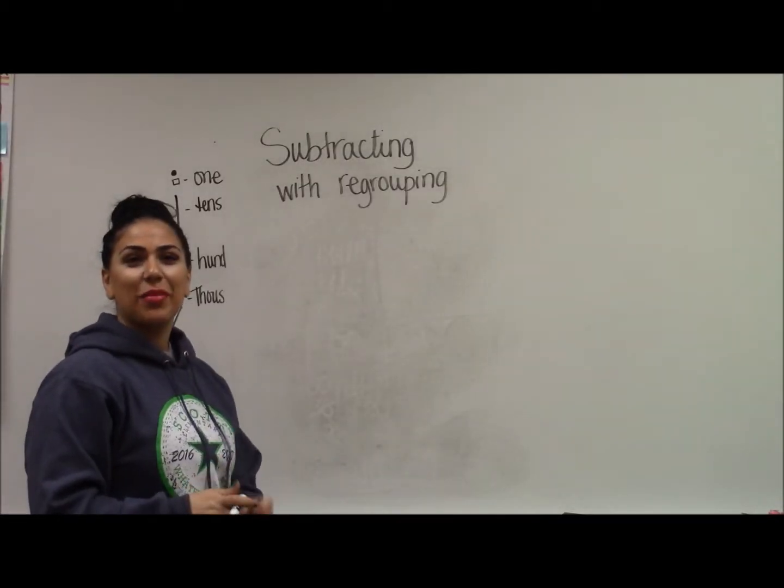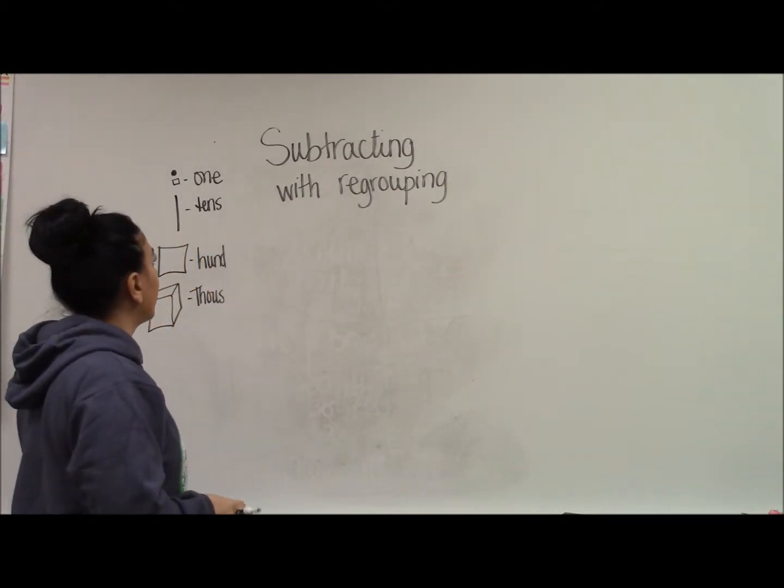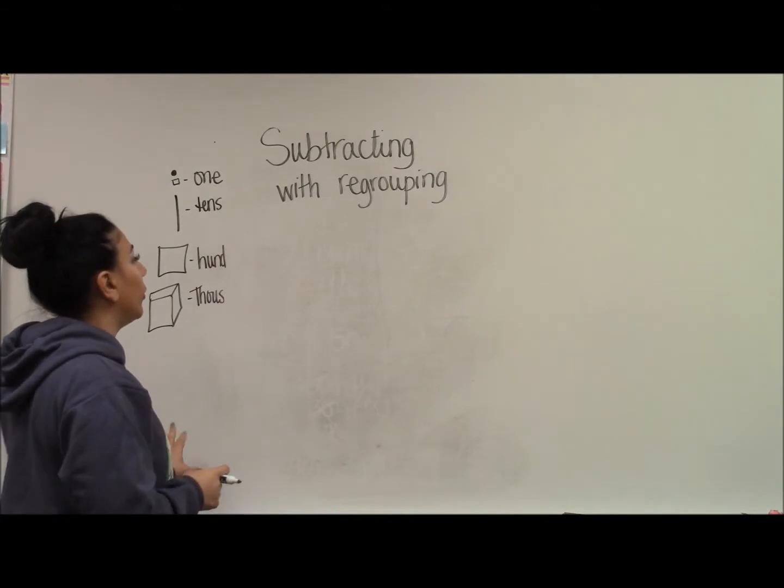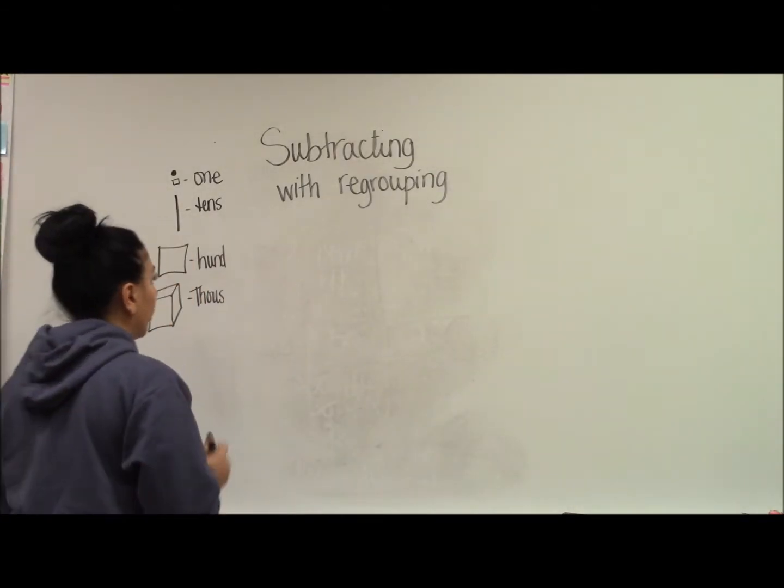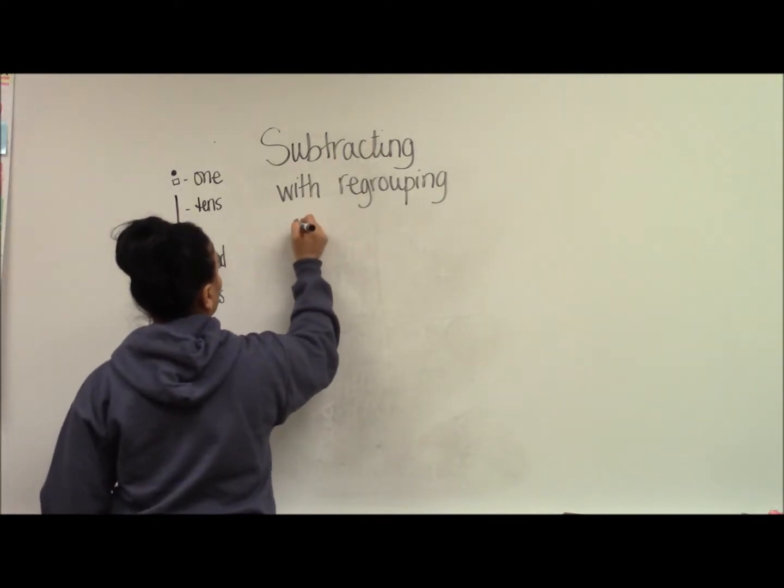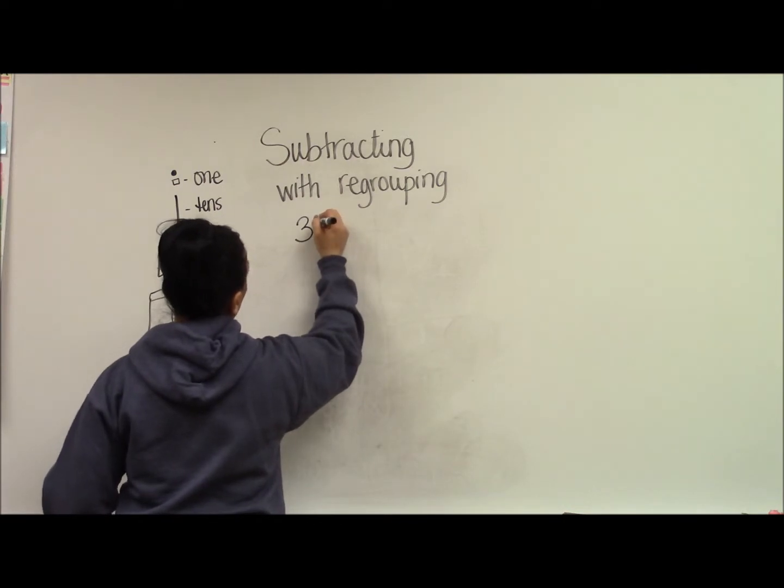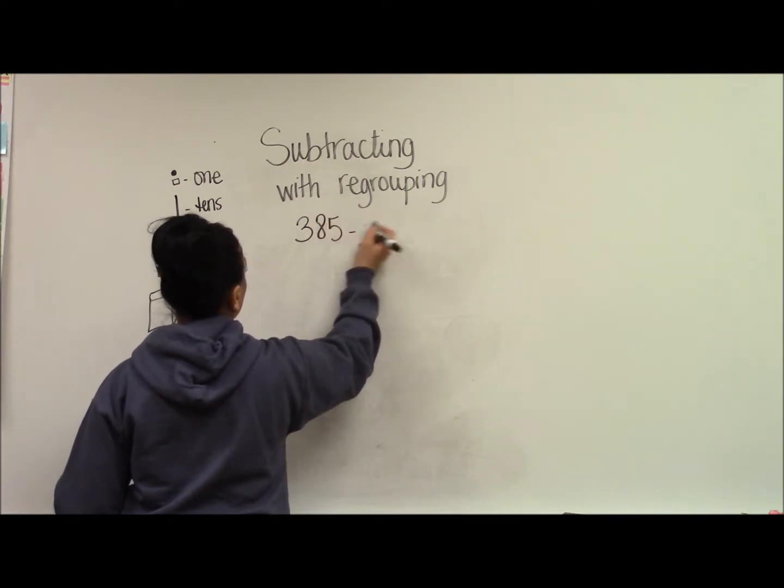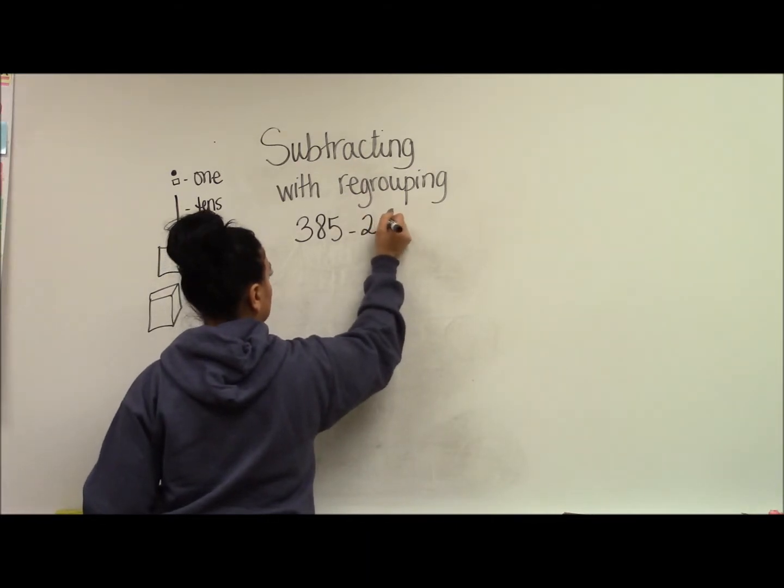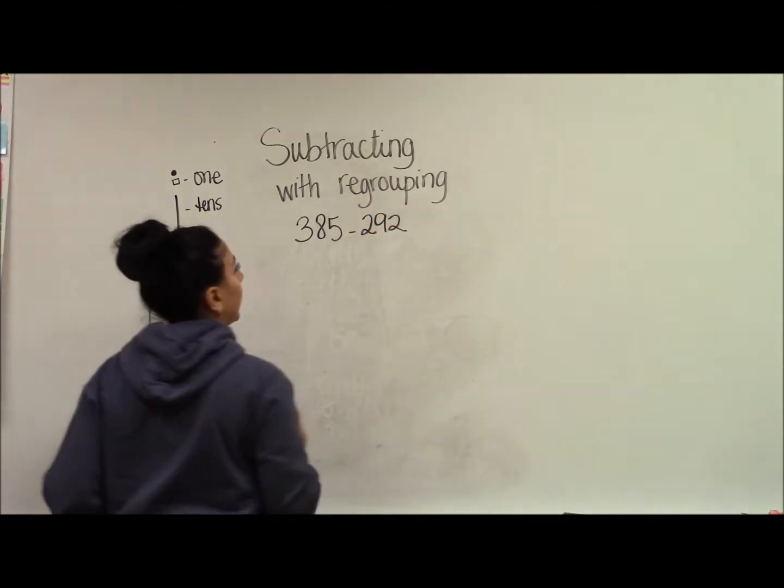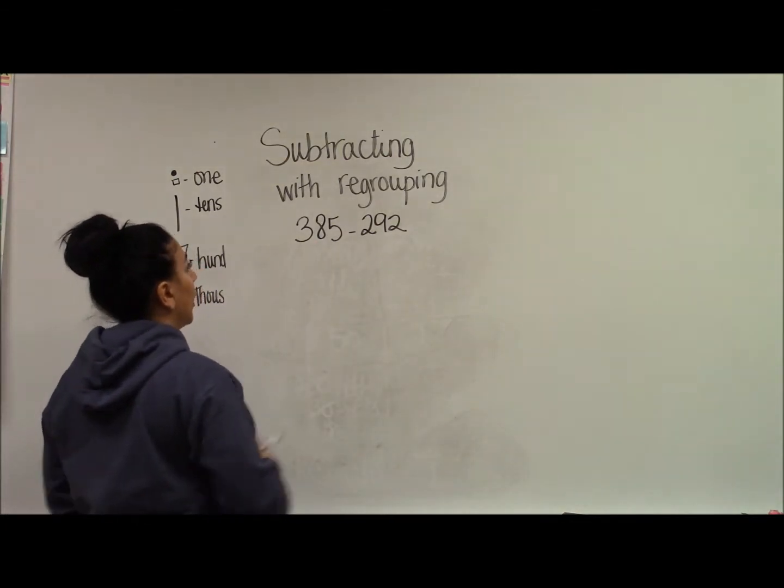Alright guys, I'm back and we are going to subtract with regrouping. And so right now we are going to talk about when you have to borrow from the other place value. And so let's just say that we are going to start with 385 minus 292. And so I can already tell that I'm going to have to regroup at some point in here.